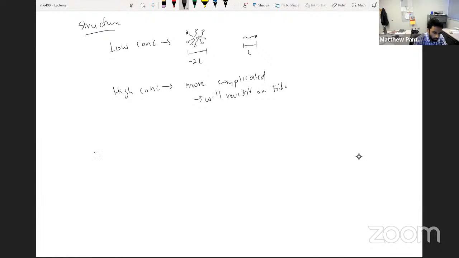So I alluded to this before. For the case of ionic surfactants, meaning that the head group is ionic, we can create a phase diagram for these.